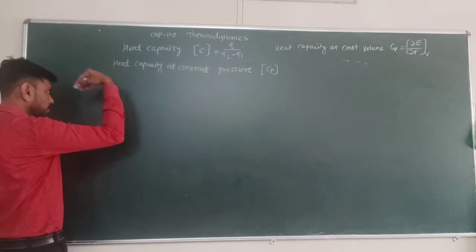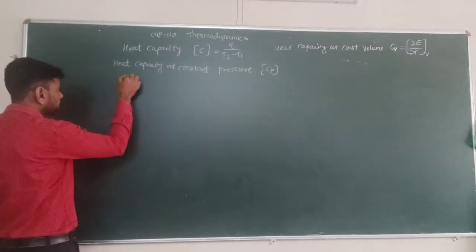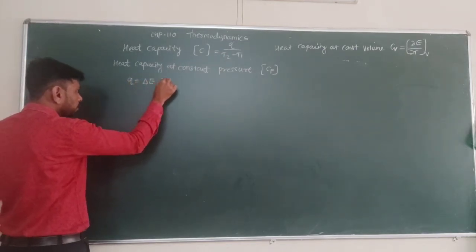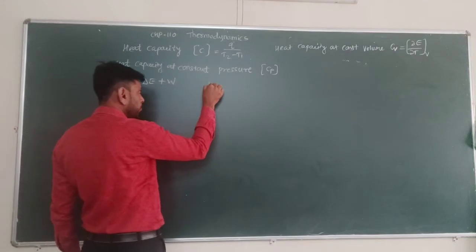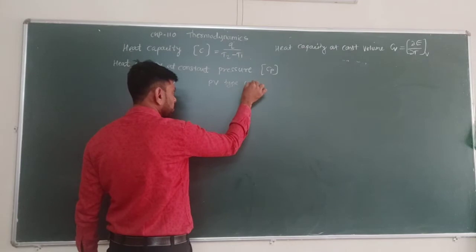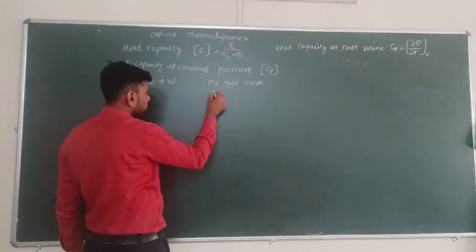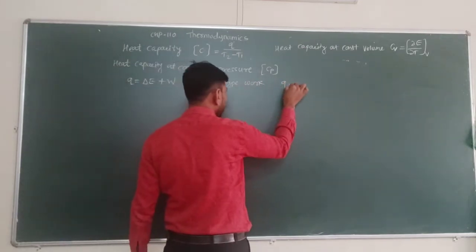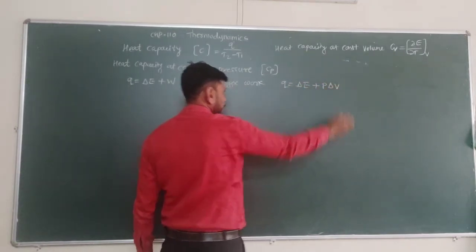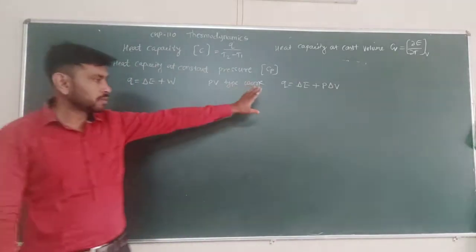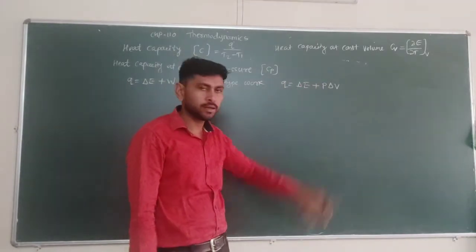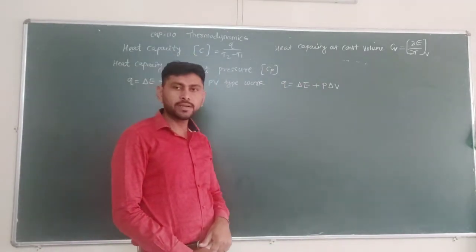Now look at the equation, revise the equation again. That is the first law of thermodynamics, Q is equal to delta E plus W, in terms of PV type of work, pressure-volume type of work. We can represent this first law as Q is equal to delta E plus P delta V. So the first law statement can be represented in different ways, and one of the forms is here: Q is equal to delta E plus P delta V.